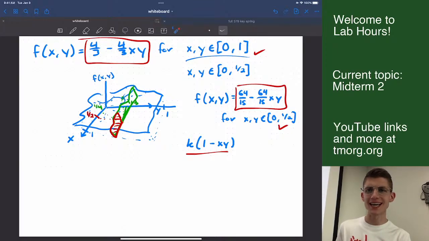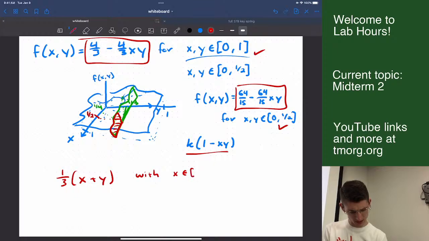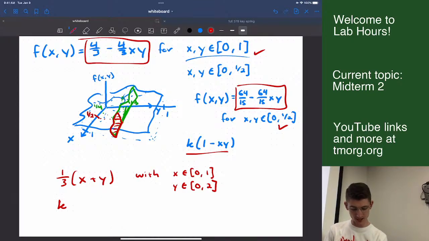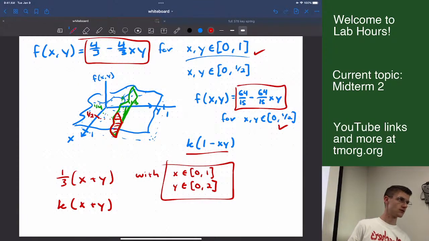Yeah, you won't need to do any k'ing here. But it is nice to notice sometimes what the k's kind of do. So say, for example, I've got the function 1/3 x plus y, with x having the bounds of 0 to 1 and y having the bounds of 0 to 2. Where do you think the 1/3 came from? Are we just throwing a 1/3 onto both x and y for funsies? Or is this more likely to be something like a k of x plus y that got figured out because of these bounds?